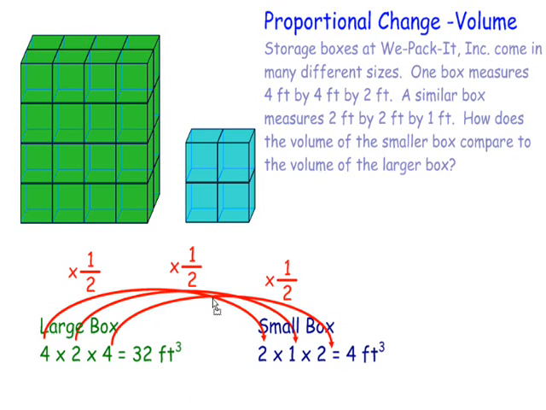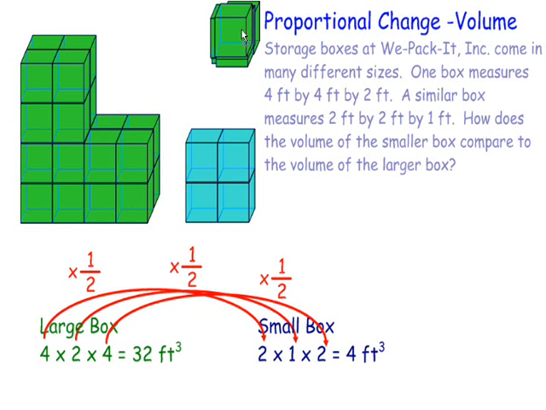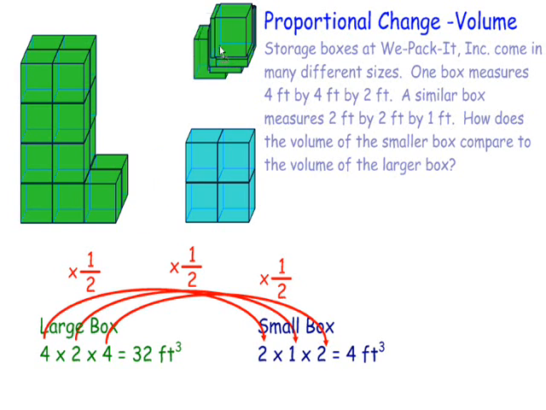And 4 times 1/2 gives us 2. So it looks like we've taken half of the length, half of the width, and half of the height. Well, let's do that. If the length is 4, I want to take half of it away. So I'll just take the boxes away and stack them over here. Half of 4 is 2, so our length will now be 2.